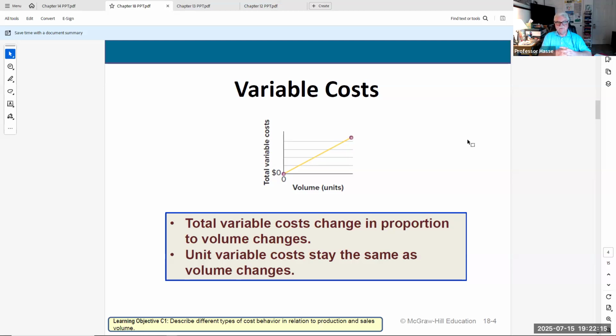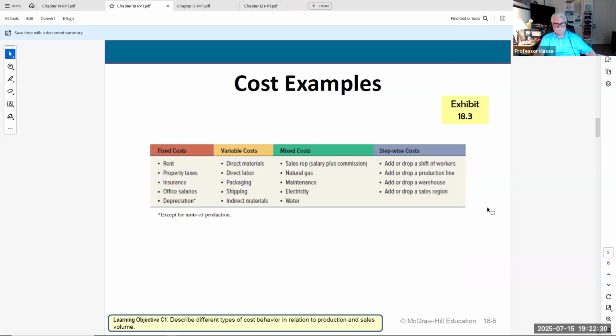Of any definition from Chapter 18 that you need to be familiar with, it is what is considered a variable cost and what is considered a fixed cost, because that tells us a lot about our cost structure in our business. Here are some examples of fixed and variable costs. Do not worry about mixed costs. That just confuses everybody. We'll just concentrate on fixed and variable.